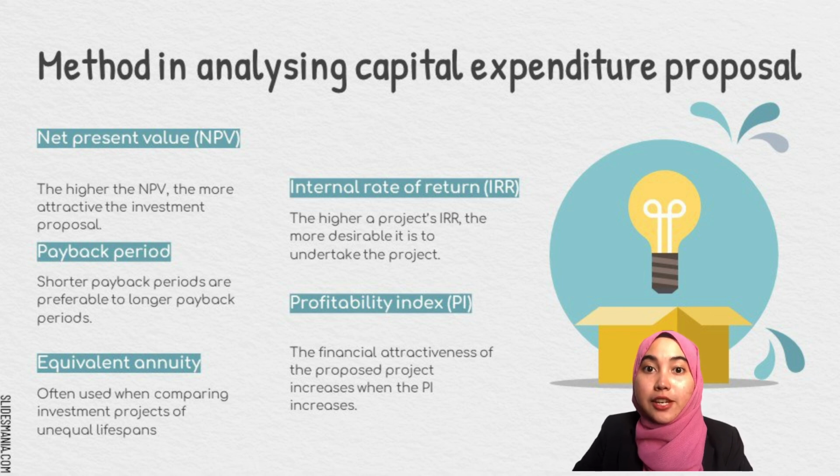Lastly, the equivalent annuity method, which expresses the NPV as an annualized cash flow by dividing it by the present value of the annuity factor. It is often used when comparing projects of unequal lifespans, rather than simply comparing the NPVs of several projects.